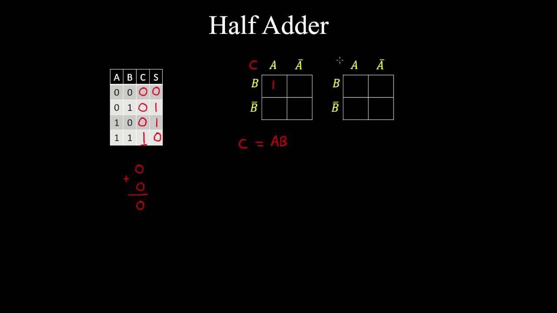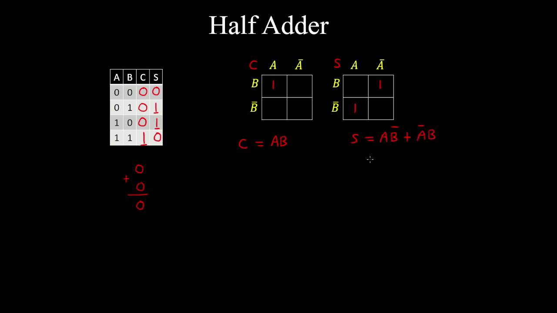Now let's construct the Karnaugh map for the sum. So here we have outputs of 1, where either input is 1. So we have the complement of A and B. And then for the other output, we have A and the complement of B. So therefore the sum is written as A and the complement of B plus the complement of A and B.